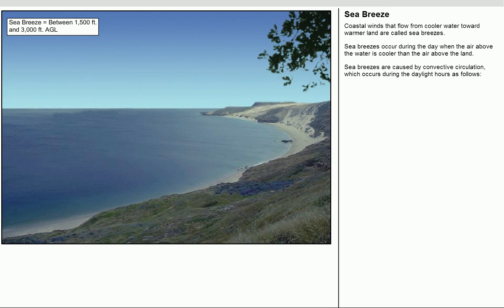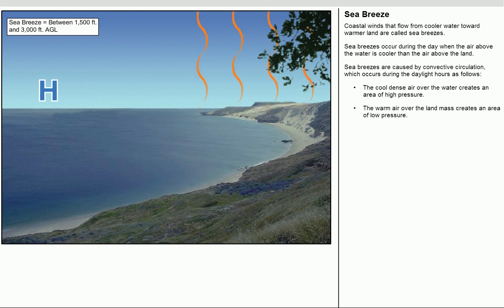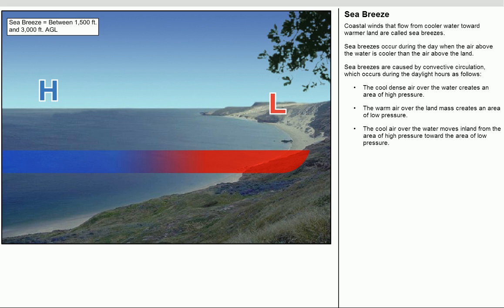These breezes blow during the day when the sun warms the surface of the earth. The air above the water is cooler than the air above the land. A sea breeze is caused by convective circulation, which occurs during the daylight hours. The cool, dense air over the water creates an area of high pressure. The sun warms the air over the landmass, which creates an area of low pressure.